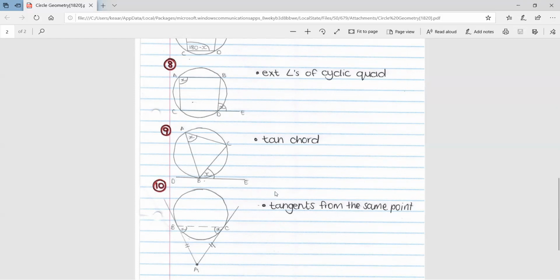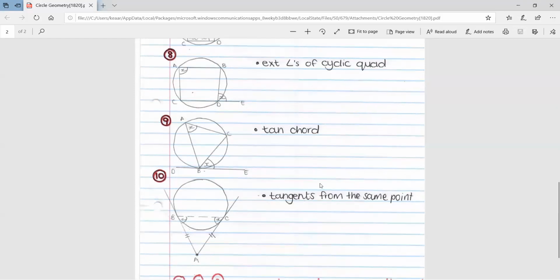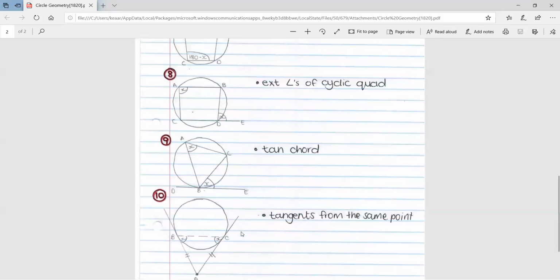So you're basically proving it the other way around, if that makes sense. So you're saying that these angles are equal, therefore it's a tangent. So your reason isn't tan chord, but rather converse tan chord. You could also use tangents from the same point if you wanted to. I just do think that tan chord is generally a more common one, but that doesn't mean that they can't ask you this one. Then they can ask you many other different things, like prove that the lines are parallel, prove that one angle is equal to another angle. Then you can use these rules.